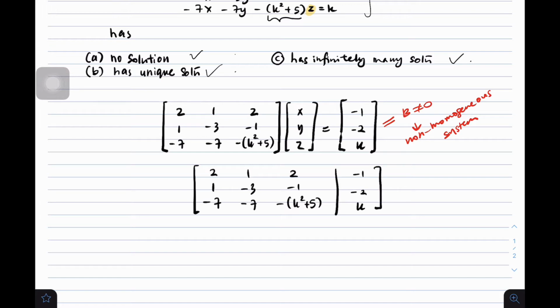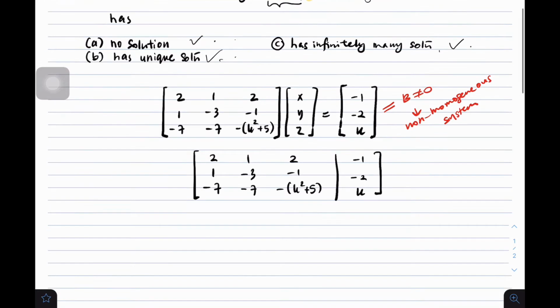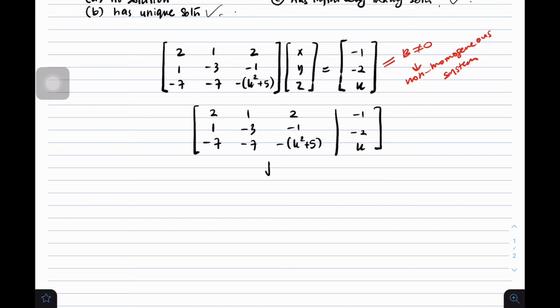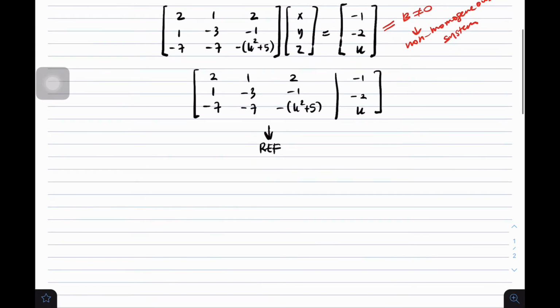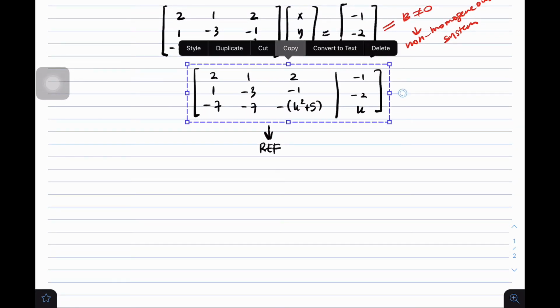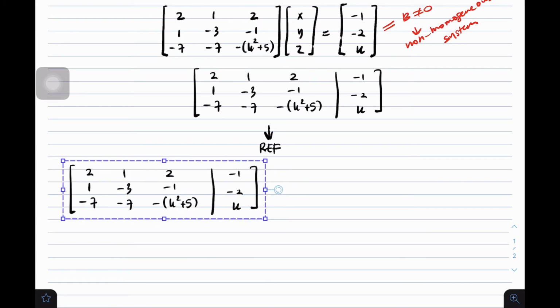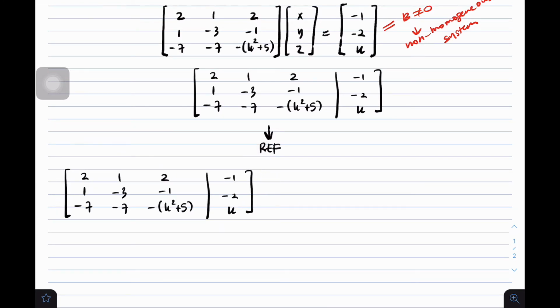Okay, so what you need to do before we can decide on the value of k to fulfill all the conditions set here, okay, is to reduce our matrix into row echelon form. Okay, so we need to reduce this matrix into row echelon form first. Okay, so let's take this one. Okay, so we want to reduce this one to row echelon form.